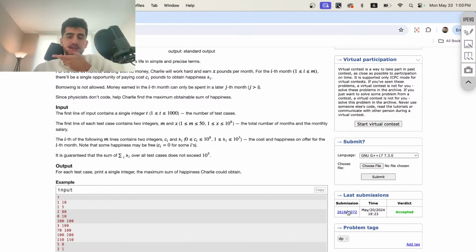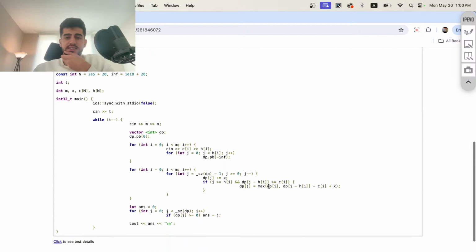Okay, so my dp is that dp of j means if my happiness is j, then what is the maximum amount of money that I can have at that time? And if there's no way that my happiness can be j, my dp will be minus inf. At the end, the maximum j such that dp of j is greater or equal to 0 is my answer.